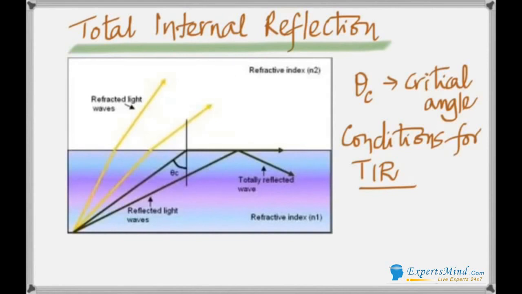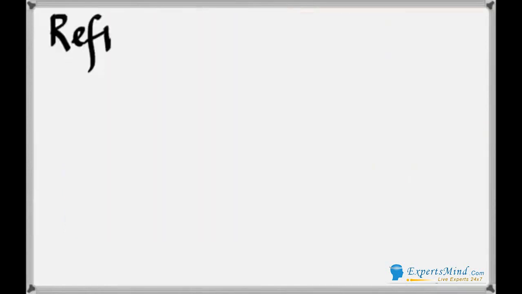This is what makes diamonds so precious. You know that diamonds are forever. It makes it so precious because of total internal reflection.